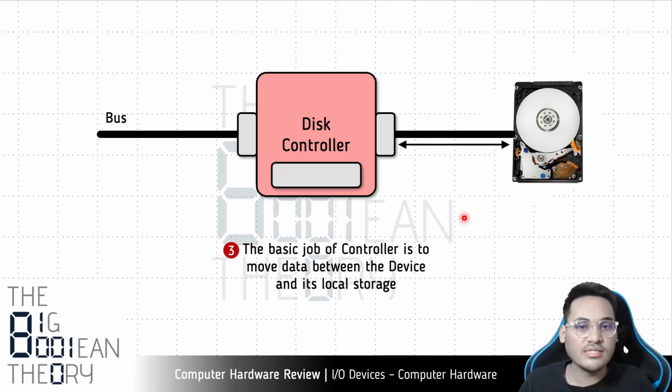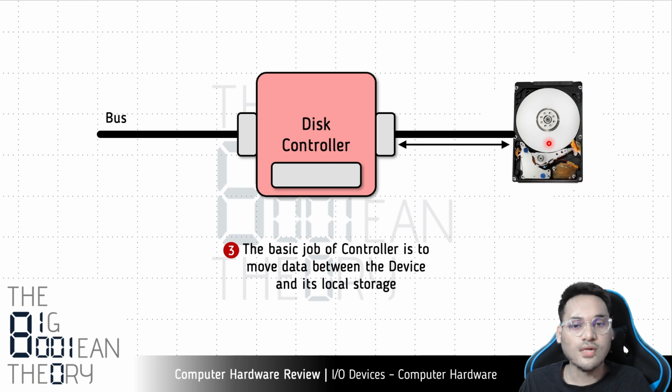So the next point is that all device controllers have a local buffer, or small piece of storage on the chip, and their basic job is to move data between this local buffer and the device. So basically in the previous slide, what did we say? We said that the operating system gives some commands to the device controller to carry it out on the device. And what would be these commands?